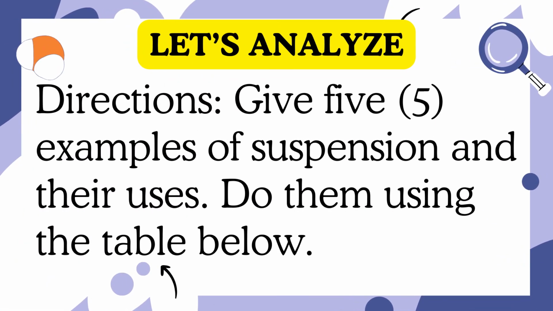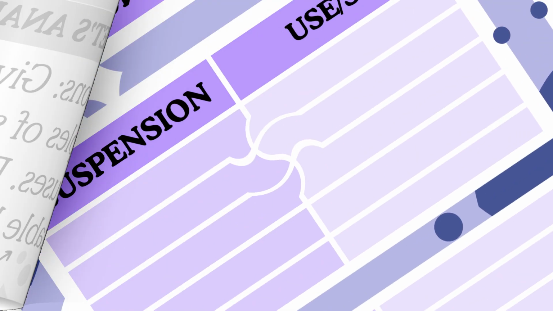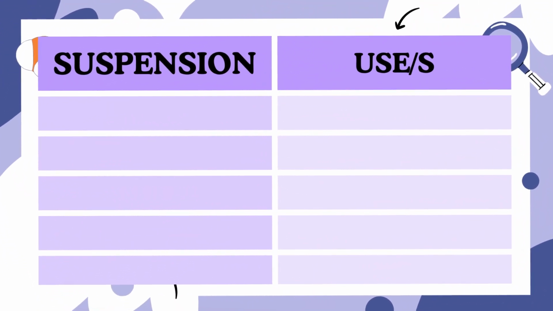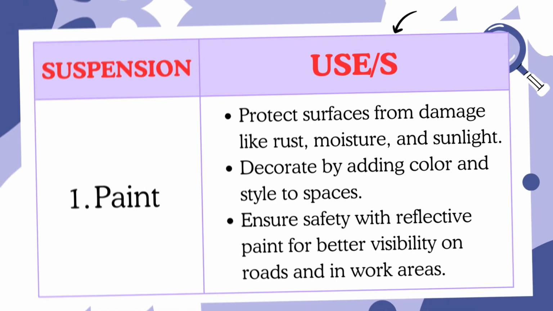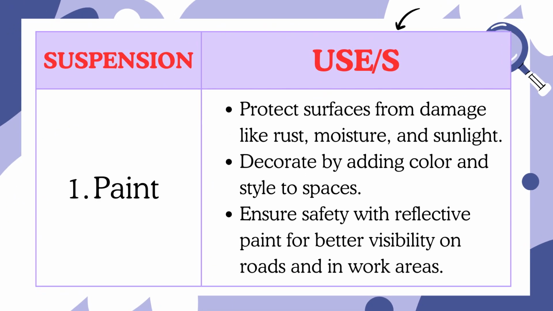Let's analyze. Directions. Give 5 examples of suspension and their uses. Do them using the table below. Here are some examples of suspension and their uses. 1. Paint. Protect surfaces from damage like rust, moisture, and sunlight. Decorate by adding color and style to spaces. Ensure safety with reflective paint for better visibility on roads and in work areas.